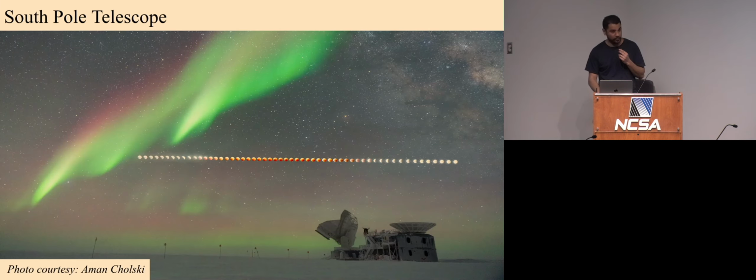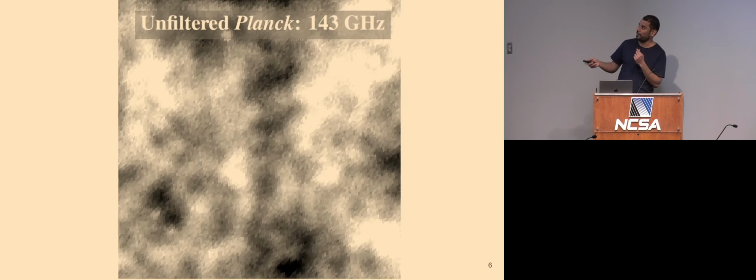So just to give a comparison of how good South Pole Telescope data is. This, for example, might look nice, but this is actually cosmic microwave background. This is a map of the cosmic microwave background from Planck. Planck is the satellite that observed the microwave background for 5 years. I think it ended in 2013.